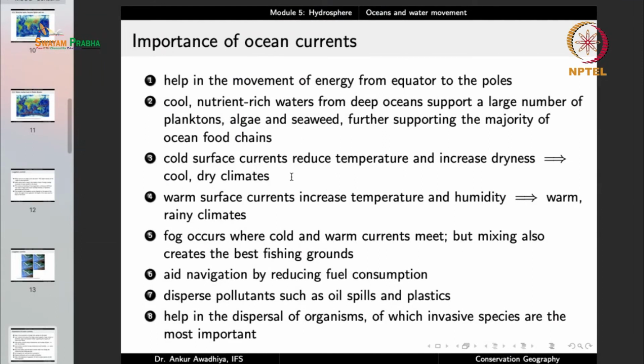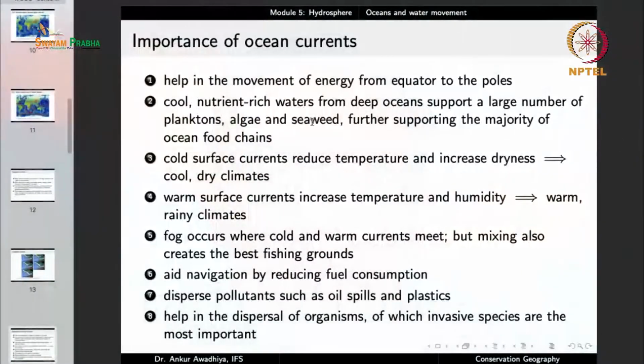Cool surface currents reduce the temperature and increase dryness. Because they are cold, they reduce the temperature, so they make the surroundings cool. And being cold currents, they do not add moisture to the air, so they make the air drier, and so these result in cool and dry climates. Whereas warm surface currents do the opposite thing. They increase temperature and humidity and result in warm and rainy climates.